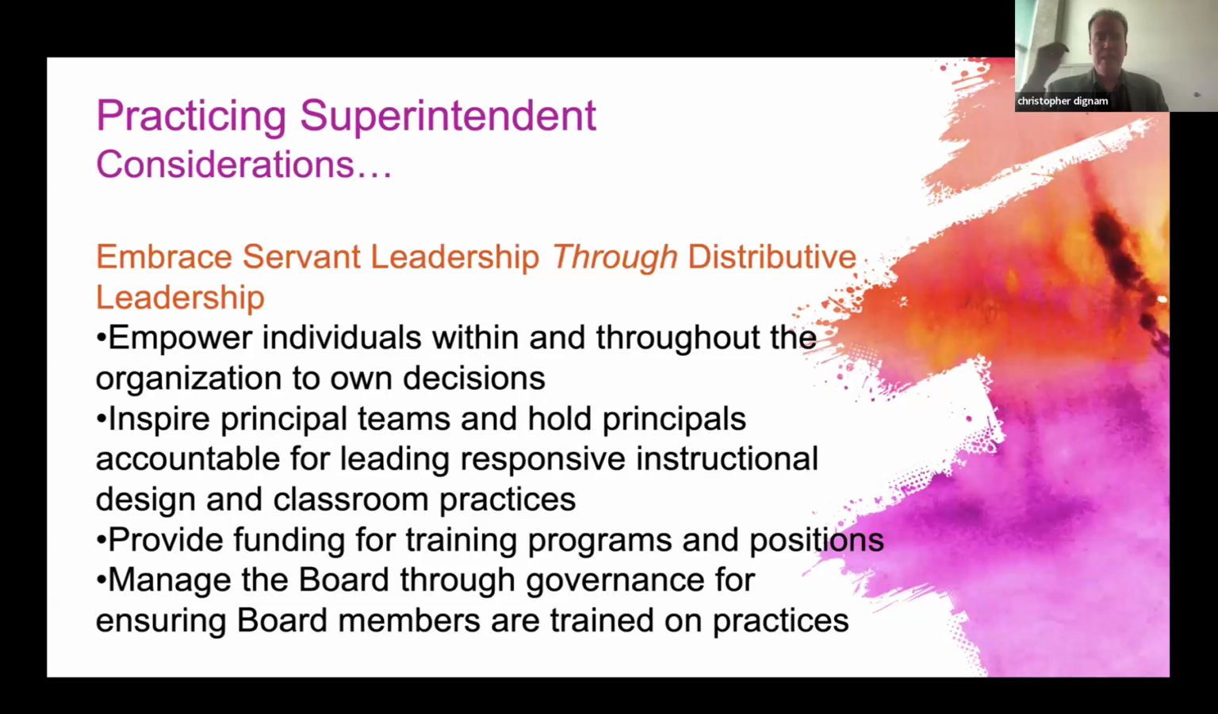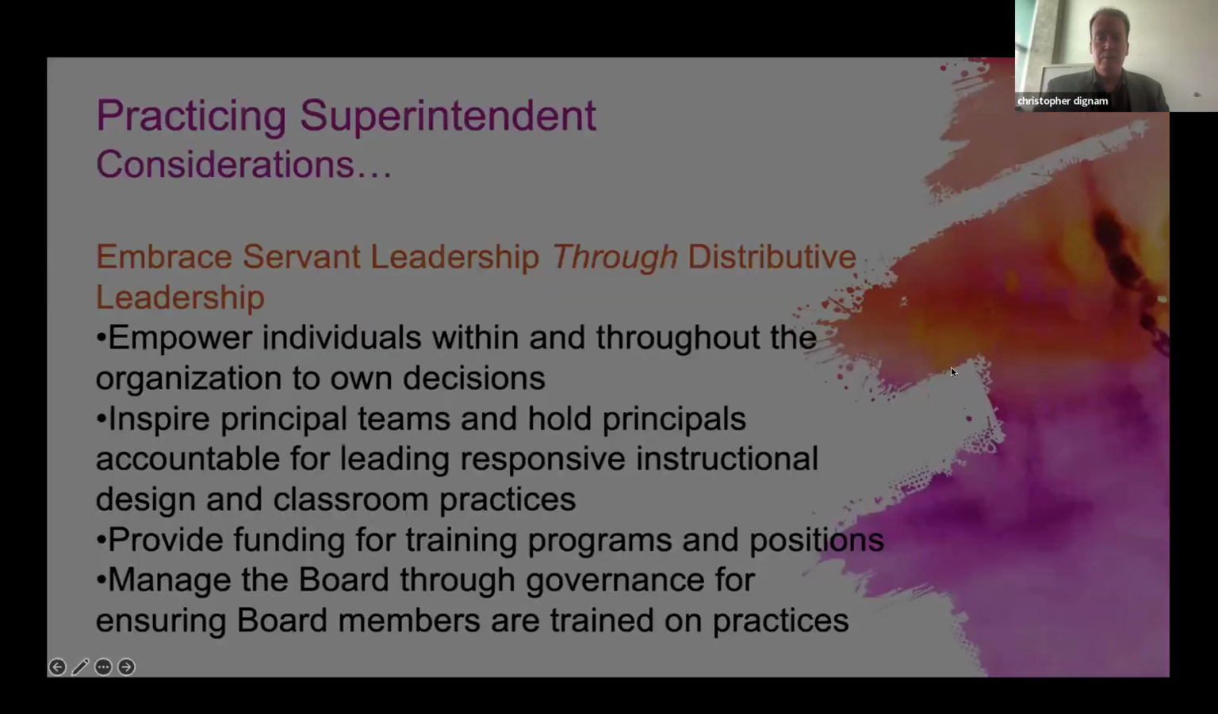Funding and training, obviously that's very costly, and usually it takes like 2 years to plan out for this. So that's why sometimes education moves at a glacial speed. And board governance is a big piece, because for a superintendent, the number one job is managing your board. If you're not managing your board, you're not going to be able to manage your district. So your board should be trained on the practices and policies and culture that you're embracing.